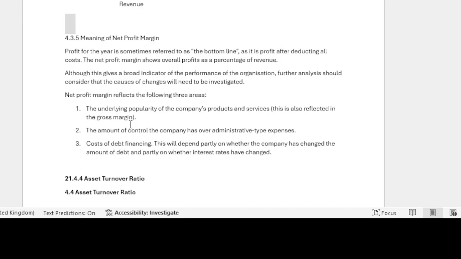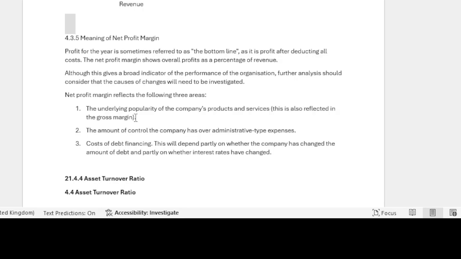So when you use profit margin, what are some of the things that you would put into consideration based on the results that you're getting? The net profit reflects different things. For example, the number of costs. If your gross profit margin was higher but your net profit margin is lower, it means maybe the costs are too high. Maybe admin costs, maybe financing costs, different costs that would affect the net profit.